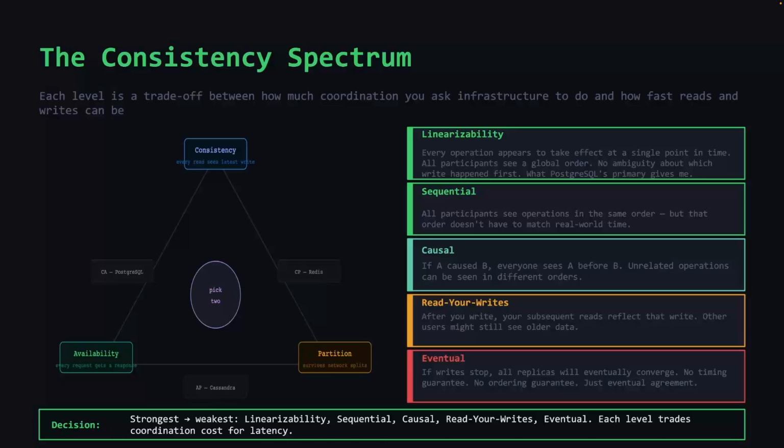ACID C versus CAP C. They're orthogonal. The C in ACID is not the same as the C in CAP. They're orthogonal properties that are frequently confused, and conflating them leads to wrong architectural decisions. ACID consistency means a transaction moves the database from one valid state to another, satisfying all constraints. If I have total sense greater than or equal to 0, ACID ensures no transaction ever violates it. This is a property about the relationship between the data and the rules.